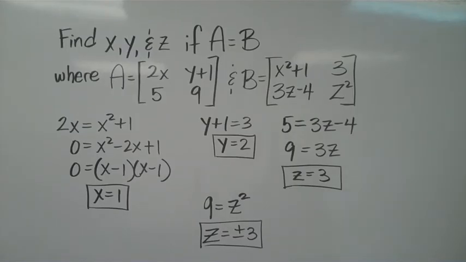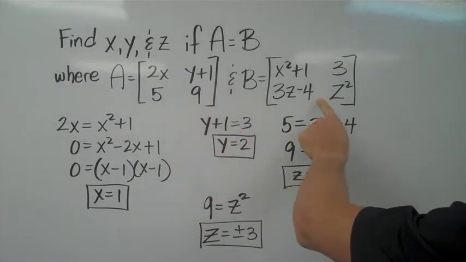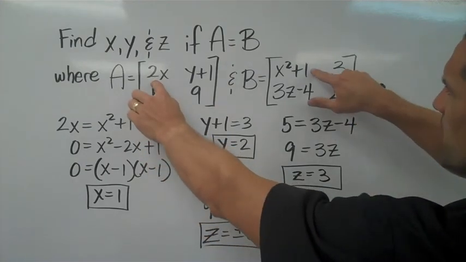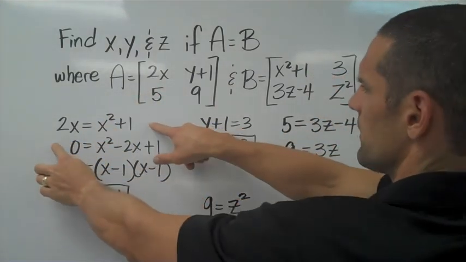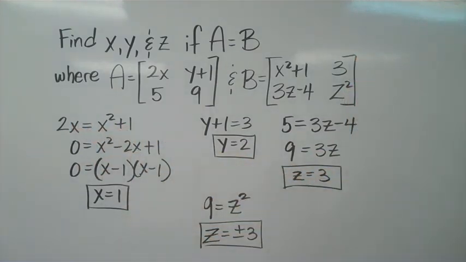Here's an example with matrices. It says find x, y, and z if matrix A equals matrix B, where matrix A is equal to this matrix and matrix B is equal to this matrix. Well, if we're going to set A equal to B, then we can set their elements equal to each other. 2x will equal x squared plus 1. So minus 2x from both sides, factor and solve, get x equals 1.